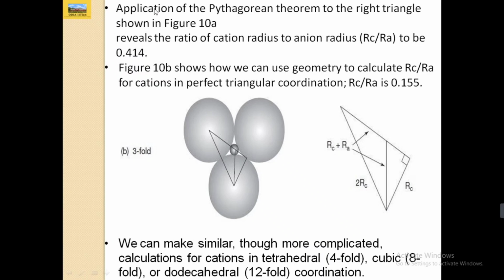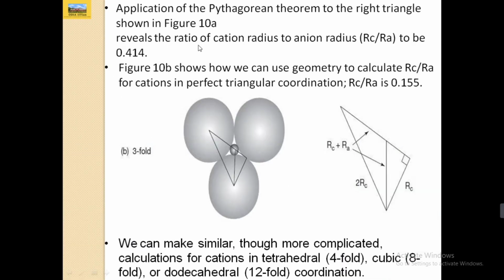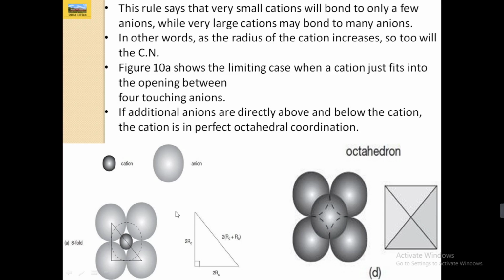Now, application of the Pythagoras theorem of the right angle triangle in figure 10a. This is figure 10a. It reveals the ratio of cation radius to anion radius to be 0.414. You have to remember this value for this figure. This question can come directly.